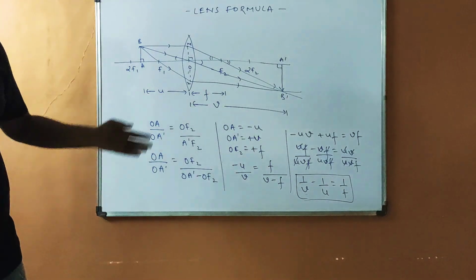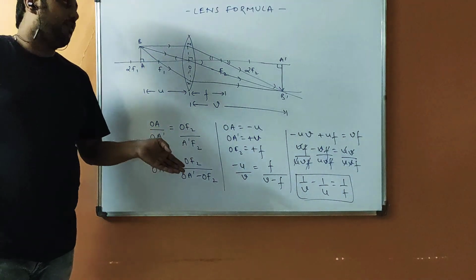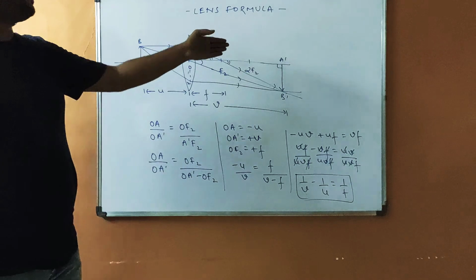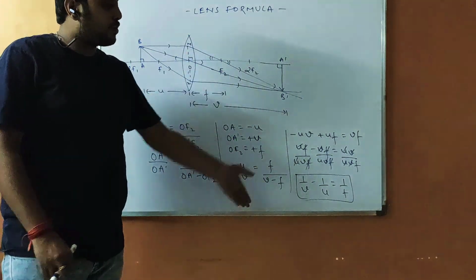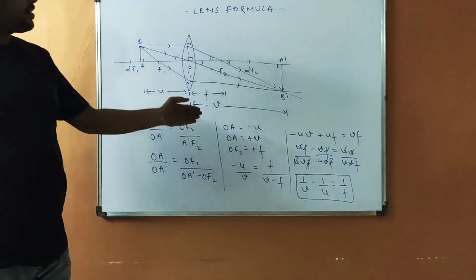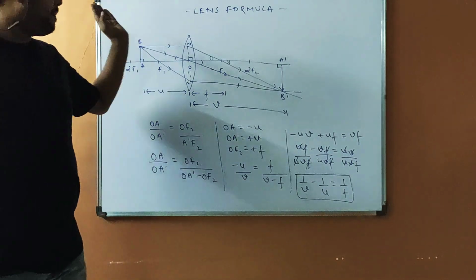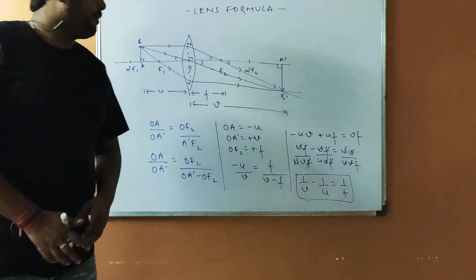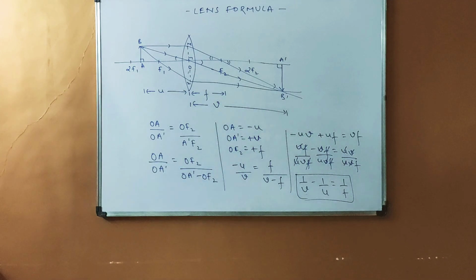We have also derived this from the lens maker's formula, but this is from the similarity of triangles by the ray diagram. You can also go through it. If it comes in 2 marks, you can do it this way also. 1 by v minus 1 by u equals 1 by f, the lens formula.